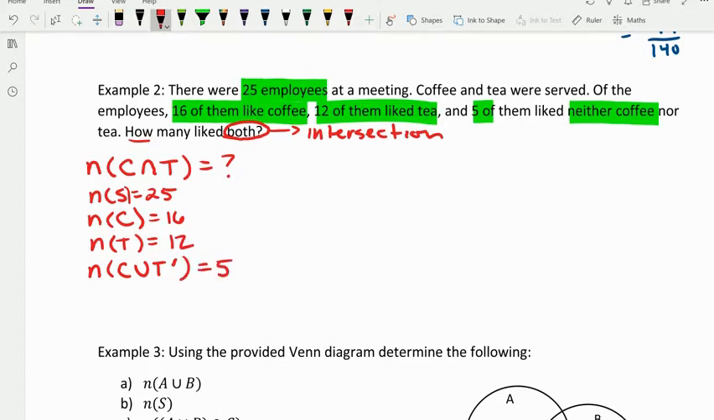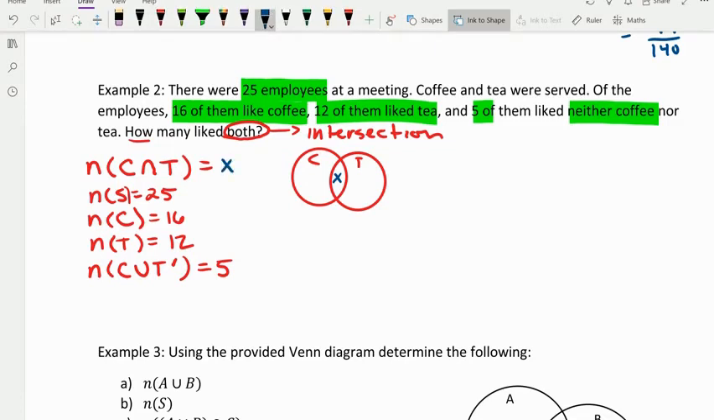To help us sort through this, let's draw a little diagram to visualize what's happening. First thing, here's a circle for coffee. Here's a circle for tea. And really what we're trying to figure out is this center, this intersection. I'm just going to put an X for intersection. We're going to say that is equal to some value X.